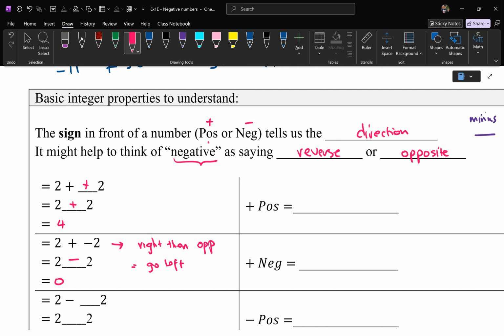Oh, you can do it and then just draw the arrow. Yeah, that's true. Okay, so because this is not doing the opposite, it's saying plus positive 2 means go to the right and continue going to the right. So therefore, right plus right means go right. Okay?